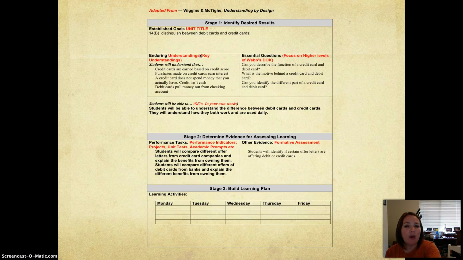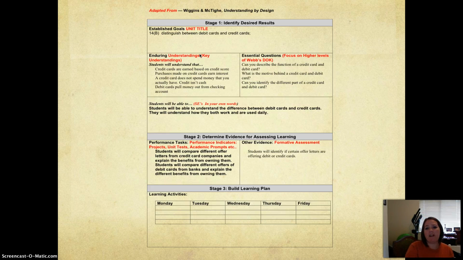On the other side of that, you have your essential questions. Use your Bloom's taxonomy question stems to help create the essential questions that the students need to be able to answer. And then the next box, you have students are going to be able to, and then you're going to use your own words. So I wrote, students will be able to understand the difference between debit cards and credit cards. They will understand how both work and are used daily. So how are these cards used on a daily basis? When would I choose to use one card over the other? These are my own words here.